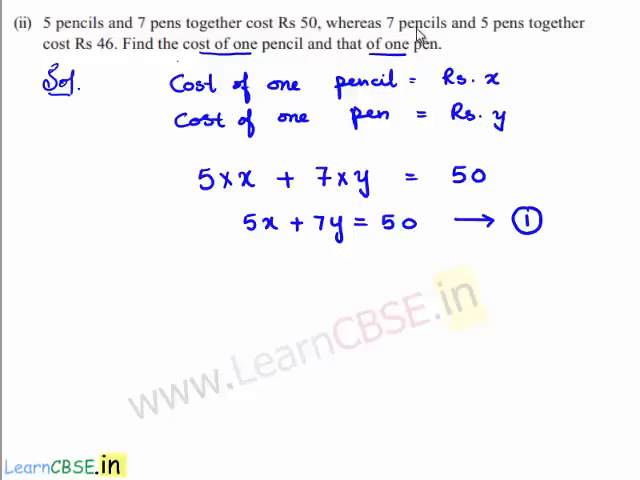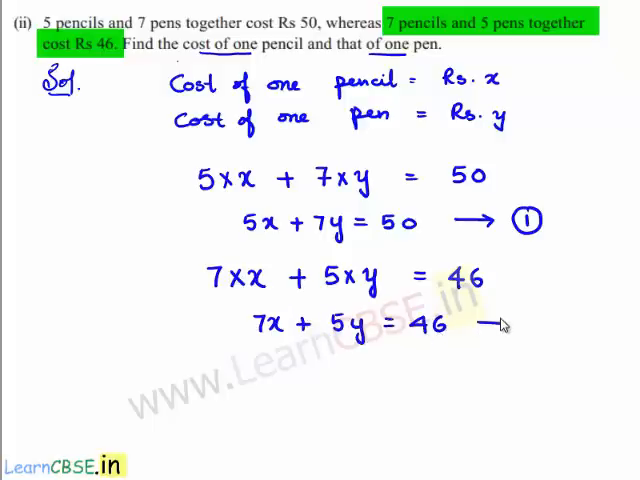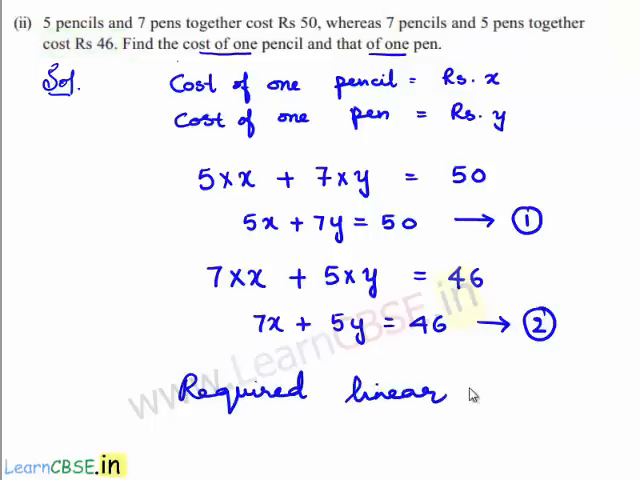And by using the second condition, which is 7 pencils and 5 pens together cost 46 rupees, we can write cost of 7 pencils is nothing but 7 multiplied by x, and cost of 5 pens is nothing but 5 multiplied by y. So both of them together is equal to 46 rupees. So 7 multiplied by x plus 5 multiplied by y is nothing but 46. That implies 7x plus 5y is equal to 46. So this is equation number 2. So the first and second equations are nothing but the required linear equations. Those are 5x plus 7y is 50 and 7x plus 5y is 46. Now we must solve these two linear equations in order to find out the value of x and y.